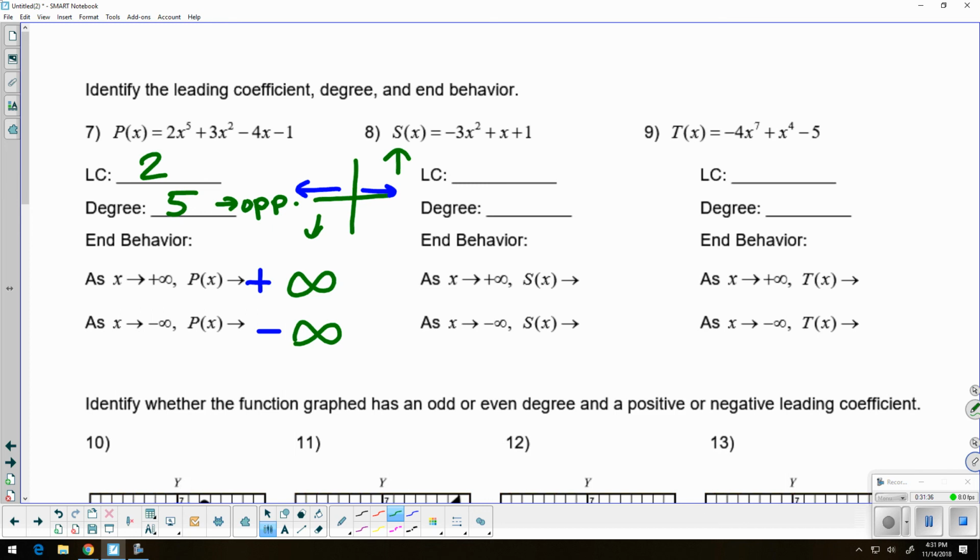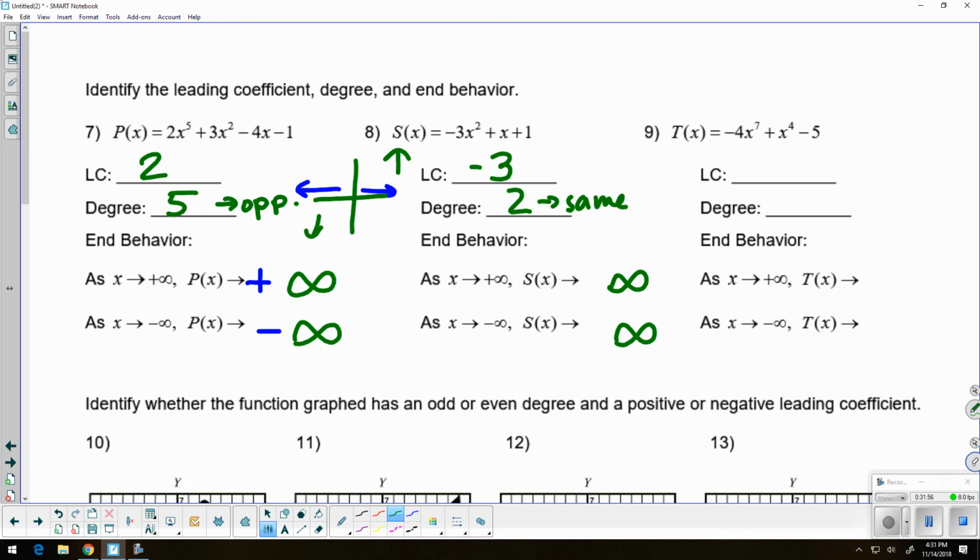Leading coefficient is -3, degree is 2. So now we'll label the end behaviors. Okay, well, we have an even degree this time. So that means we're going to have the same end behaviors. So I'll just go ahead and put my infinities down here. But are they both going to be positive or both going to be negative? Well, that depends on your leading coefficient now.